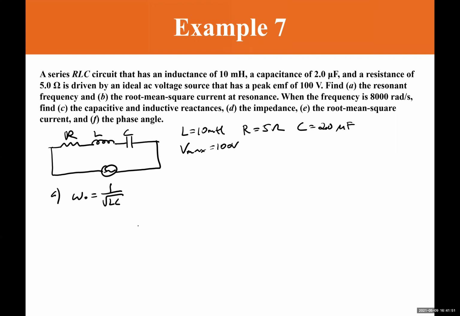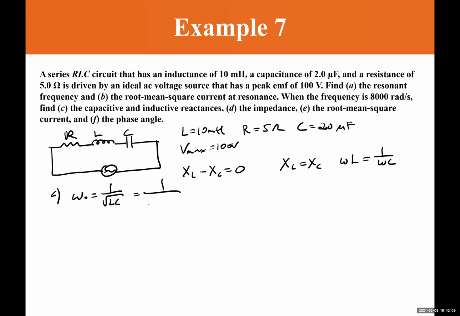Remember, this is basically because x sub L minus x sub C equals 0 at the resonance frequency. That means x sub L is equal to x sub C, which is omega times L equals 1 over omega C, and then we rearrange and we get this.